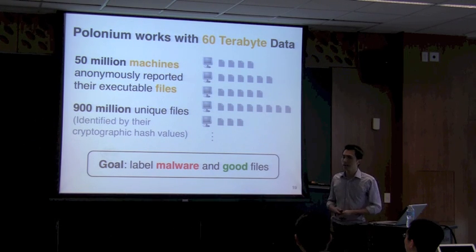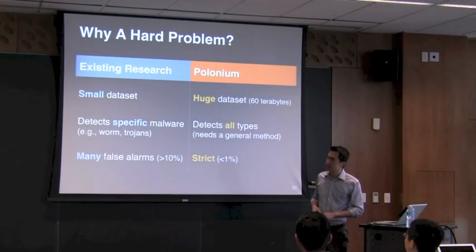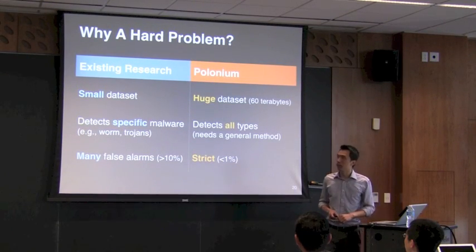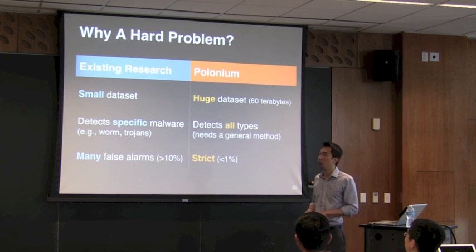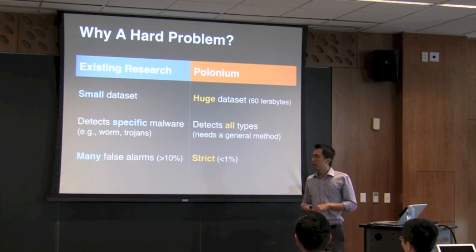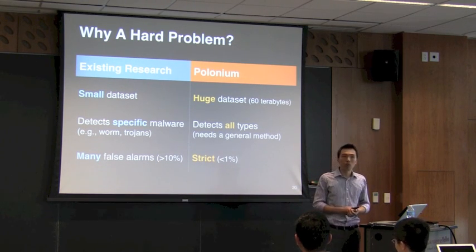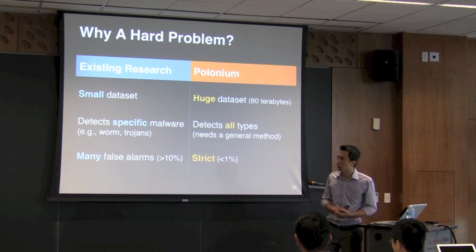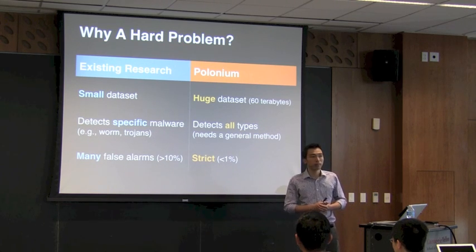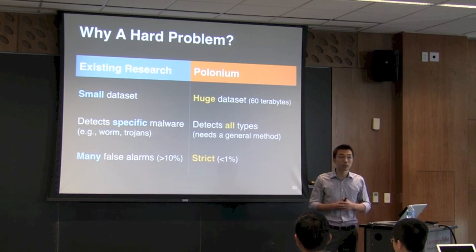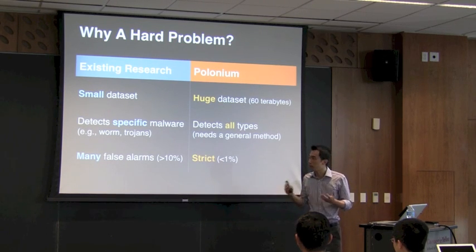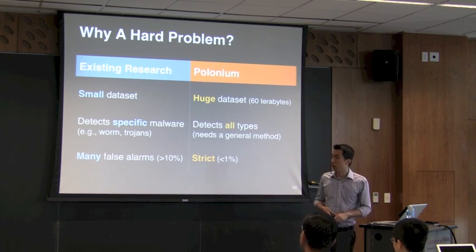You may ask, why is it a hard problem? There are three reasons. The first one is that we're dealing with a really, really big data set, over 60 terabytes. The second reason is that we want to detect not only some specific types of malware, but all types of malware that Symantec is currently detecting. That means we want a method that's really general, able to detect all these malware.